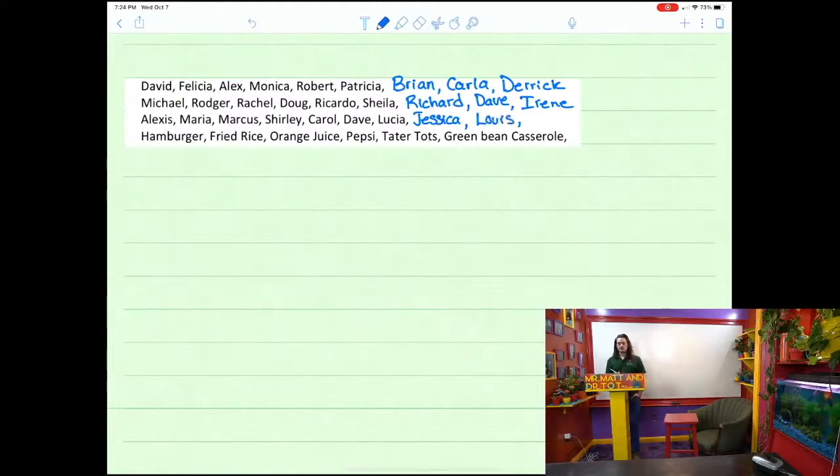And last one, a little bit different: hamburger, fried rice, orange juice, Pepsi, tater tots, green bean casserole. So we have food, food, beverage, beverage, food, food. So beverage, let's say coffee, tea, and cookies.